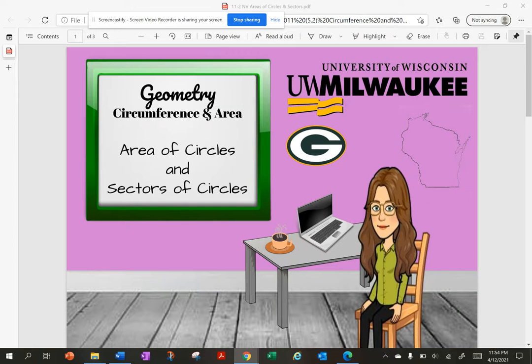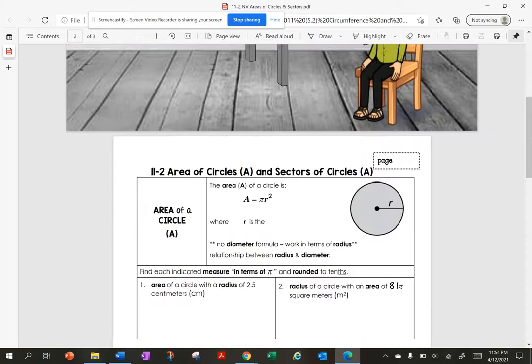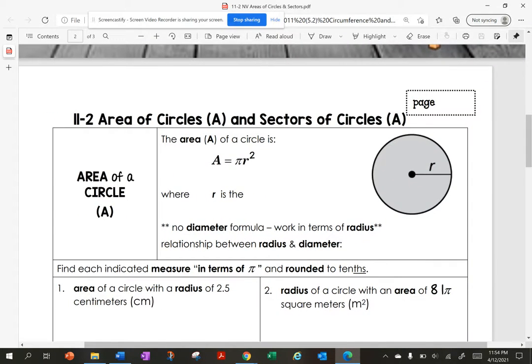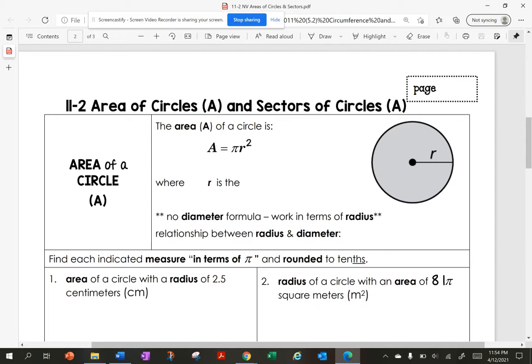Today's lesson is on area of circles and sectors of circles. For the formula for the area of a circle, the area is pi r squared, where r is the radius. So here's my radius. There is no diameter formula, so I need to work with the relationship between the radius and the diameter. So I know radius is half of the diameter.